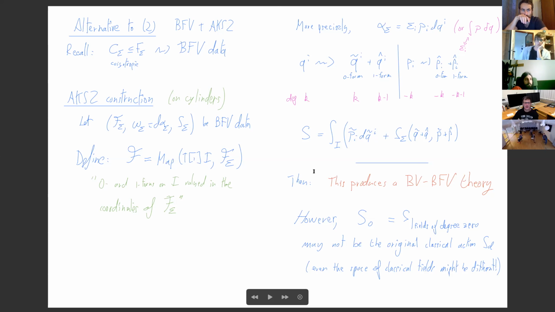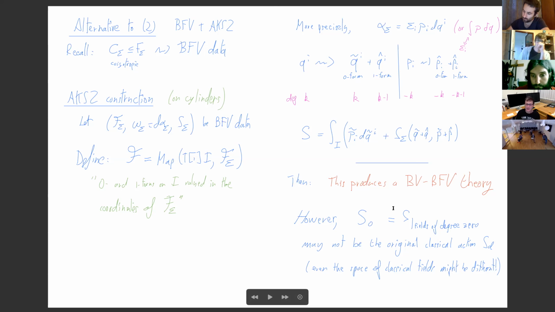Now, the result by AKSZ is that you can also use this target symplectic form to construct a symplectic form over here. Essentially, the q twiddle are the momenta of the p hat, and the q hat are the momenta of the p twiddle. So this gives you the odd symplectic form of degree minus 1. And this function S satisfies the classical master equation with respect to this symplectic form. So these are the results of AKSZ.